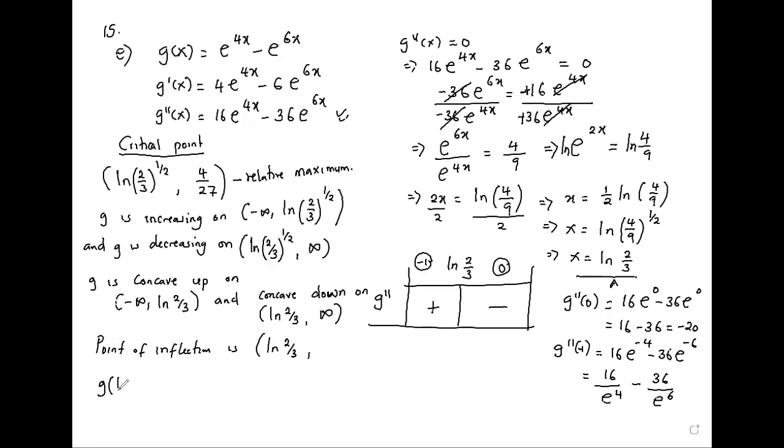So we're now looking for g of ln 2/3. That is e^(4 ln 2/3) minus e^(6 ln 2/3). Which is what? Which is e^(ln 2/3) to the power 4 minus e^(ln 2/3) to the power 6. So e^ln goes, so we remain with (2/3)^4 minus (2/3)^6. Yeah, power 6.